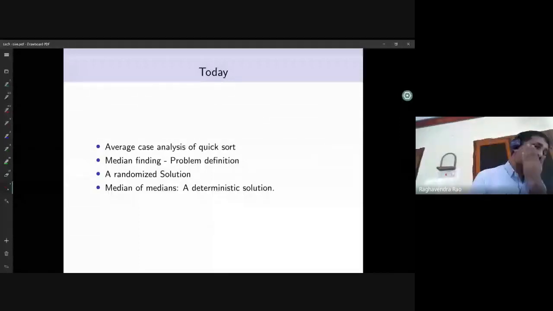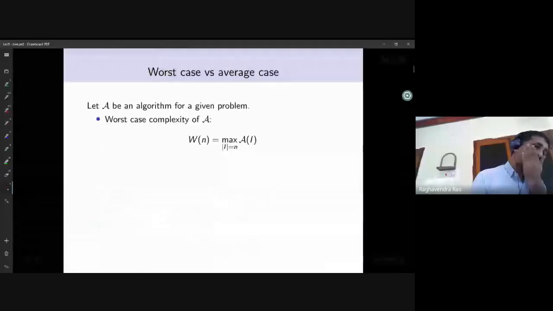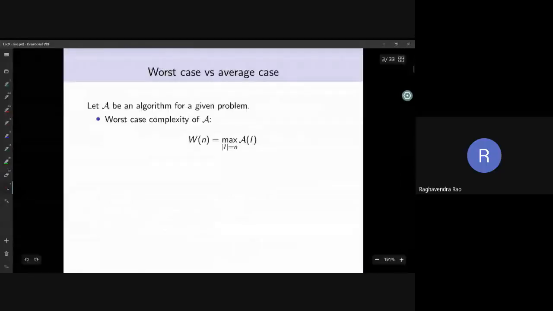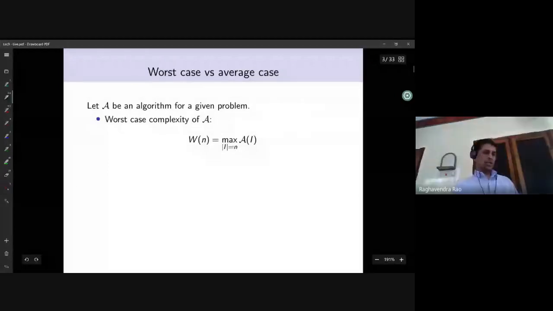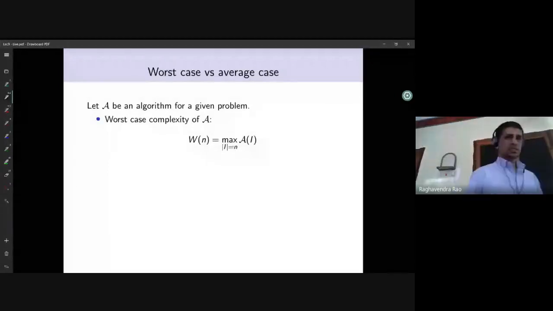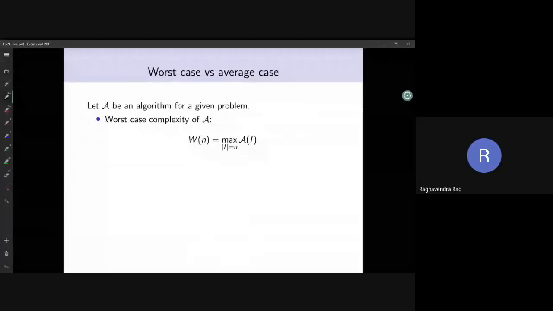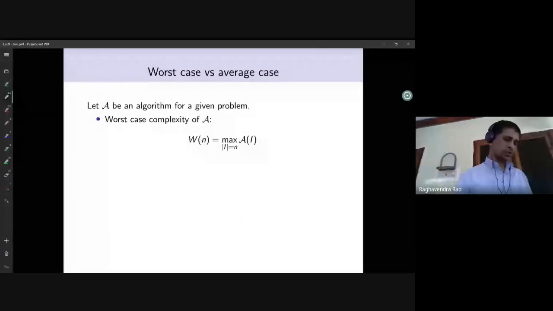Okay. So let me begin with the description of worst case analysis of quicksort, and then we'll arrive at the definition of average case analysis. I'm sure many of you must have heard that the average case complexity of the quicksort algorithm is order of n log n, right? I don't know if you have done a rigorous proof of it, but I'm sure most of you have heard about it, right?